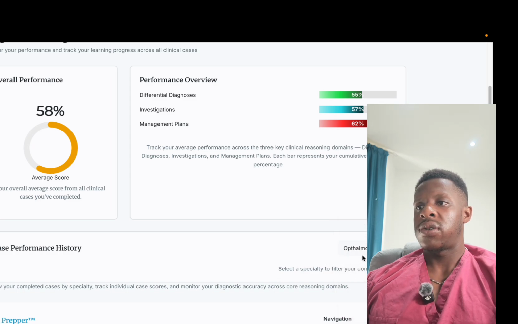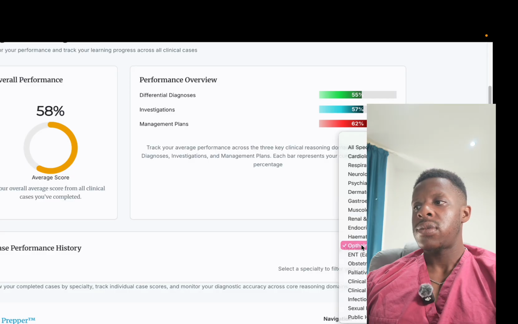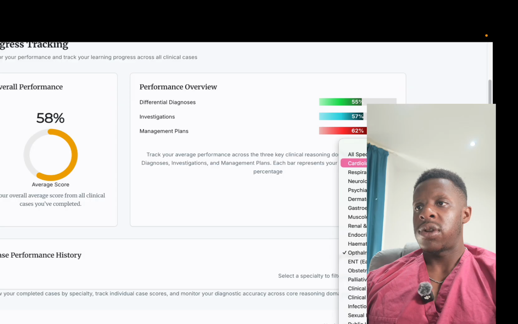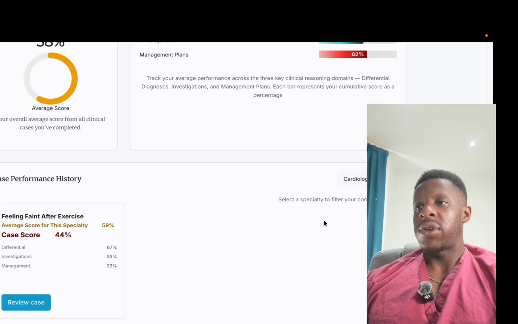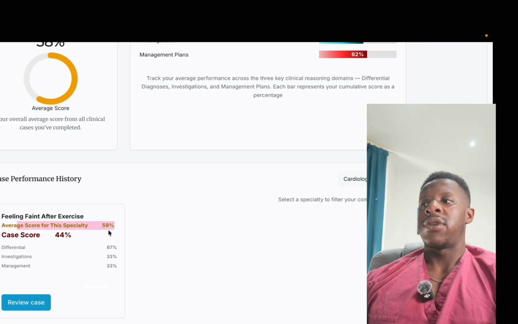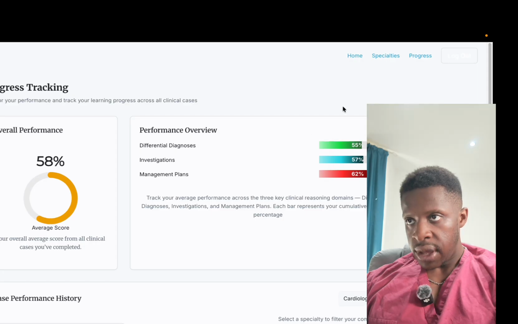Then you can go over here and see the actual cases that you have worked on. So if I select a specialty there, for example, here's the cardio case that I did before. The average score for the specialty was 59%, even though this is the average just based off of one case. Obviously, as you do more cases, you'd get a more accurate average. But this case score itself was 44%, so definitely needs some improvement.